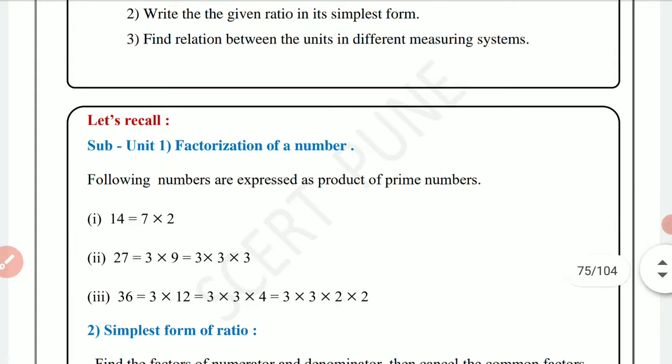First, factorization of a number. Following numbers are expressed as a product of prime numbers.